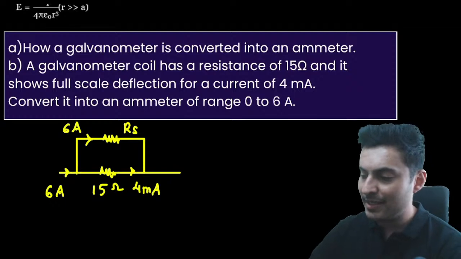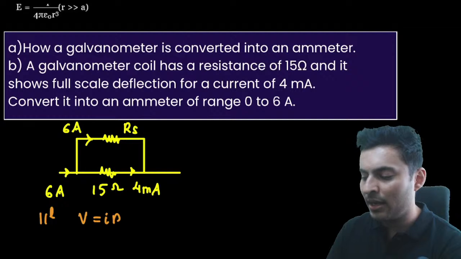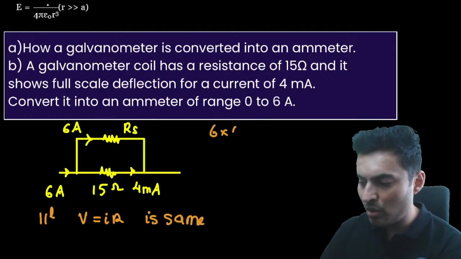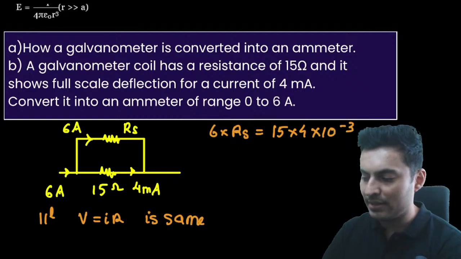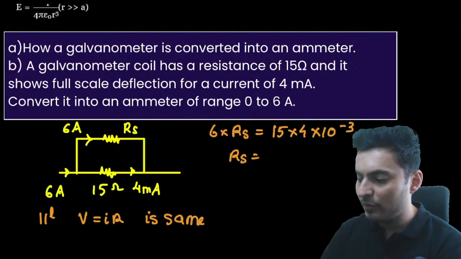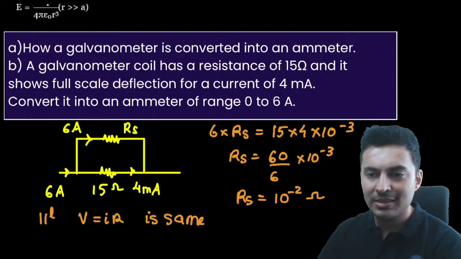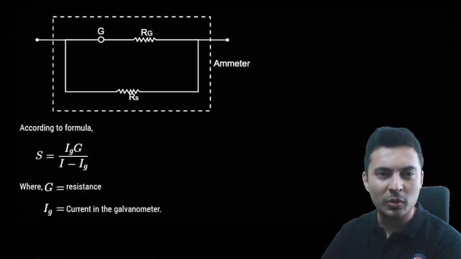So now the next thing that you need to do is when you are in parallel, the voltage, which is equal to IR, is basically going to be the same. That's why 6 into RS is going to be 15 into 4 milli. Milli is 10 to the power minus 3. So RS will be 15 4s are 60 divided by 6 into 10 to the power minus 3. So RS will be 10 to the power minus 2 ohms. So check this out. 10 to the power minus 2 ohms, which is 0.01 ohm.